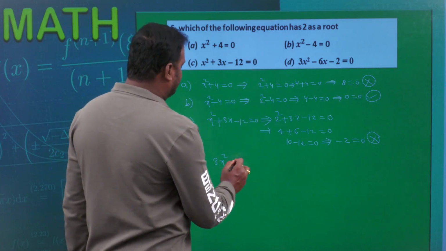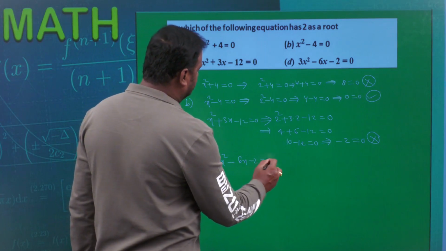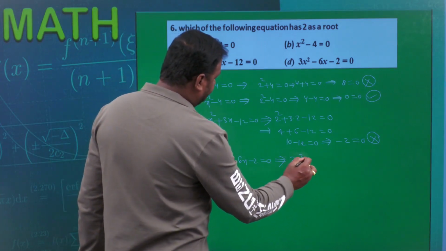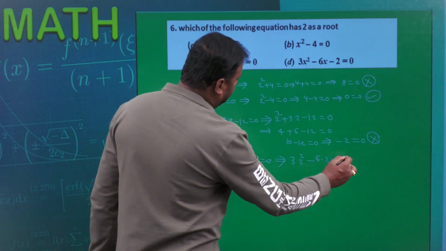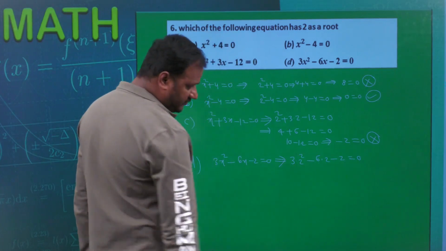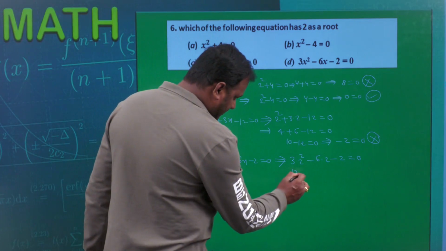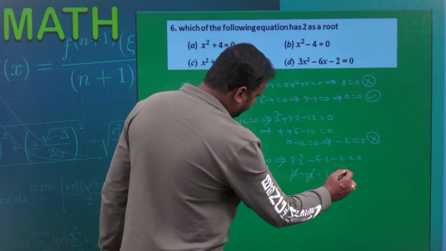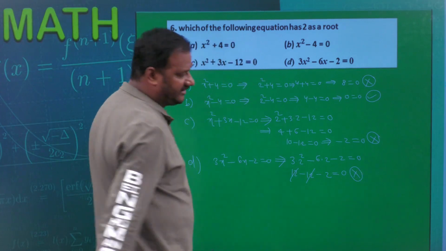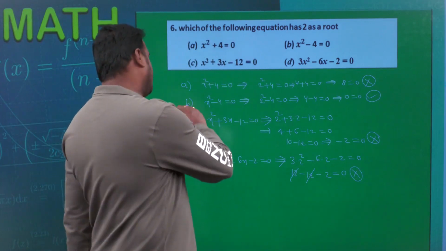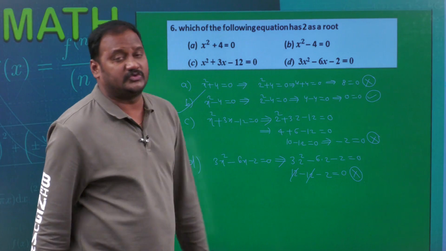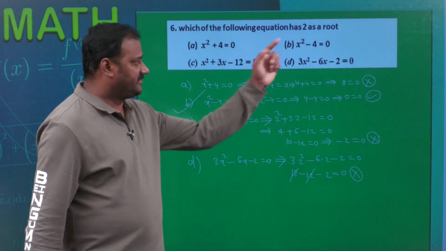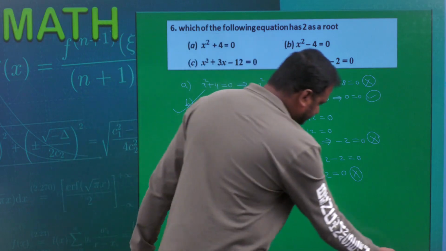So 3x square minus 6x minus 2 equals to 0. Then here 3 into 2 square minus 6 into 2 minus 2 equals to 0. 2 square equal to 4. 4 3s are 12, minus 6 2s are 12, minus 2. Minus 12 plus 12 cancel. Minus 2 equal to 0. Absolutely wrong. Therefore, the only equation which has 2 as its root is x square minus 4 is equal to 0. That is your B.